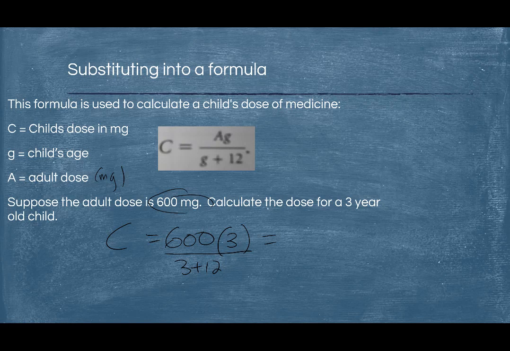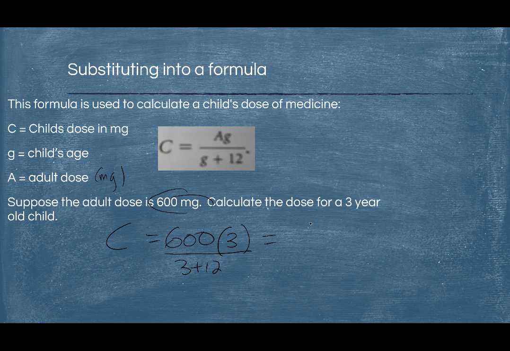So this should be fairly straightforward, but you have to make sure that you don't try and punch all this into your calculator at once. You got to take care of that bottom first. You have to take care of the 3 plus 12, which is just 15. But if you try and punch this in as 600 times 3 divided by 3 plus 12, it's not going to come out right. It's not going to divide the whole thing by 3 plus 12.